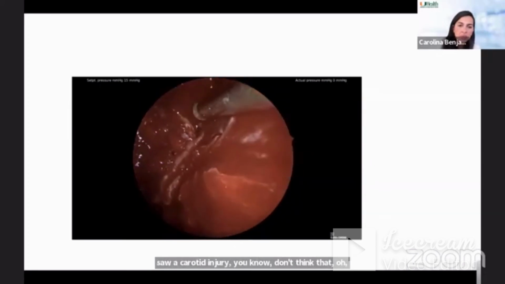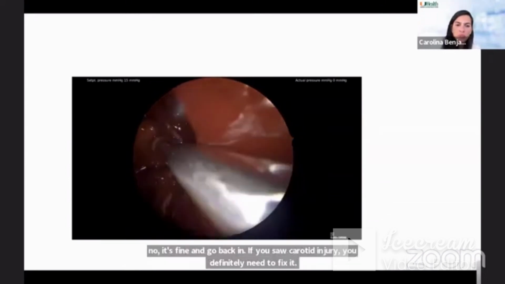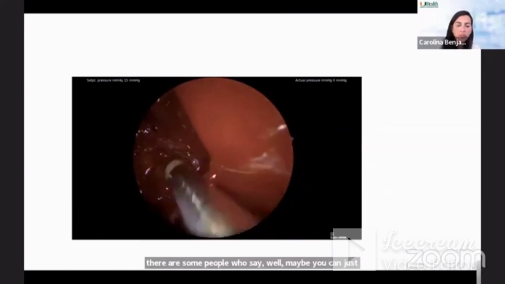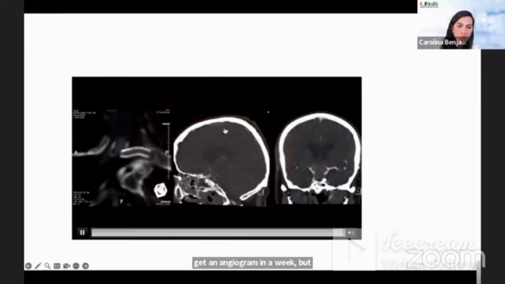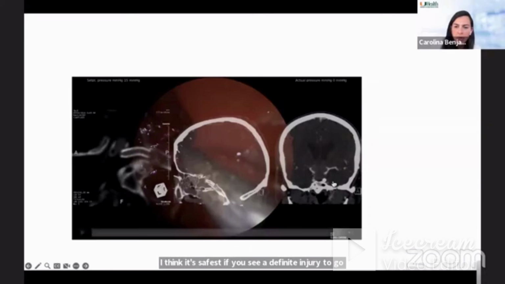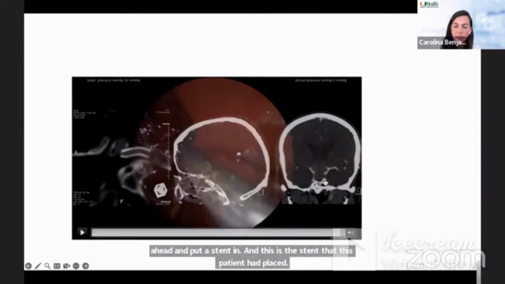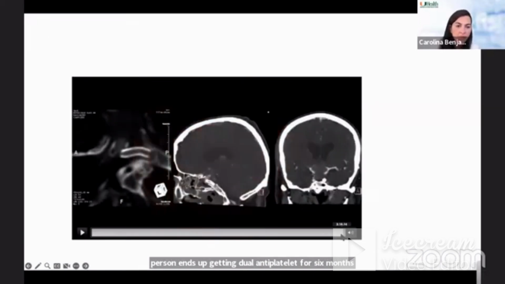If you saw carotid injury, you definitely need to fix it. There are some people who say, well, maybe you can just get an angiogram in a week, but oftentimes you'll see a pseudoaneurysm. Those are very high risk of rupture. So I think it's safest, if you see a definite injury, to go ahead and put a stent in. And this is the stent that this patient had placed. Obviously, we were not able to remove the tumor, and because of the stent, it's a covered stent. So this person ends up getting dual antiplatelet for 6 months, and then we'll come back in and take out the tumor, probably transcranial at that point.